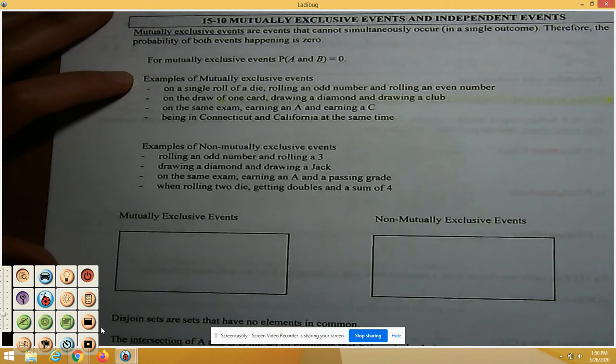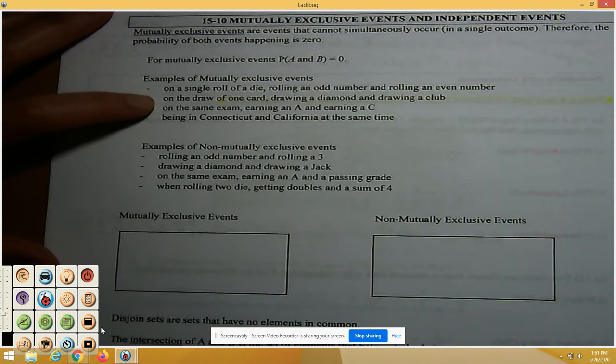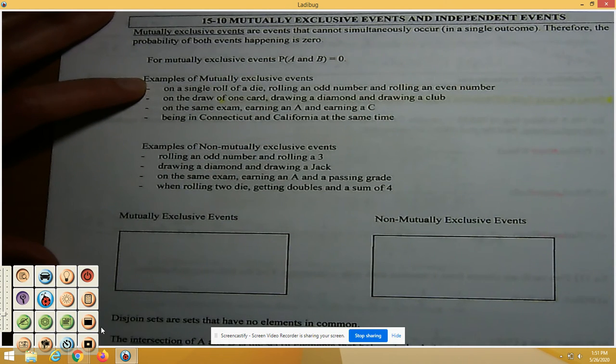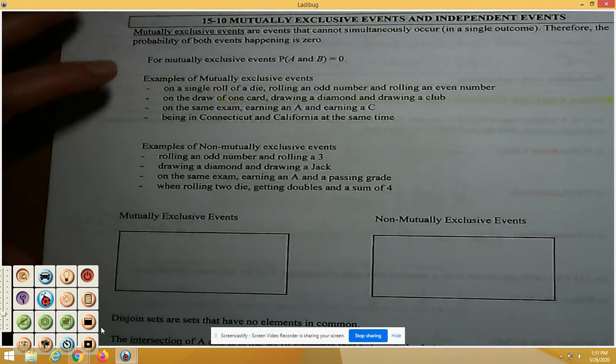Examples of mutually exclusive events include, on a single roll of a die, rolling an odd number or rolling an even number. On the draw of one card, drawing a diamond and drawing a club. On the same exam, earning an A and earning a C. Being in Connecticut and California at the same time. So these two things can't occur at the same time. They don't overlap if you think of a Venn diagram.